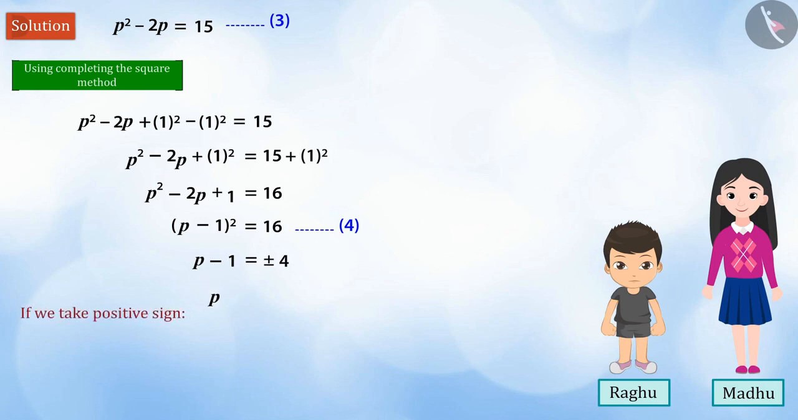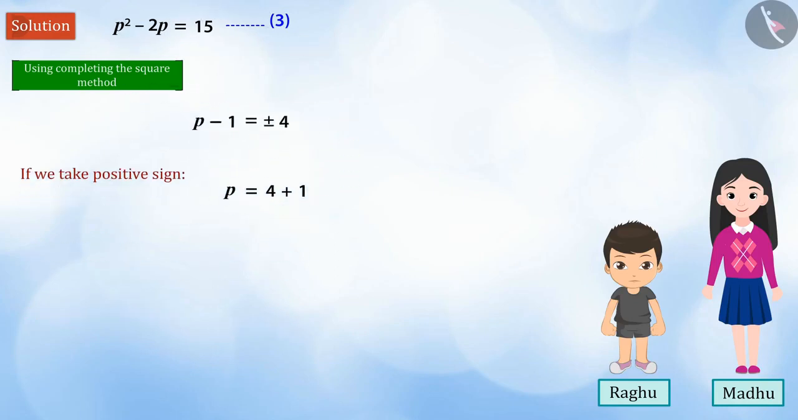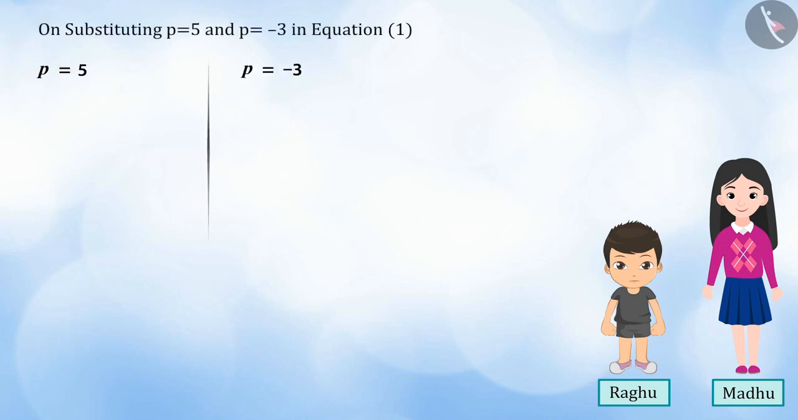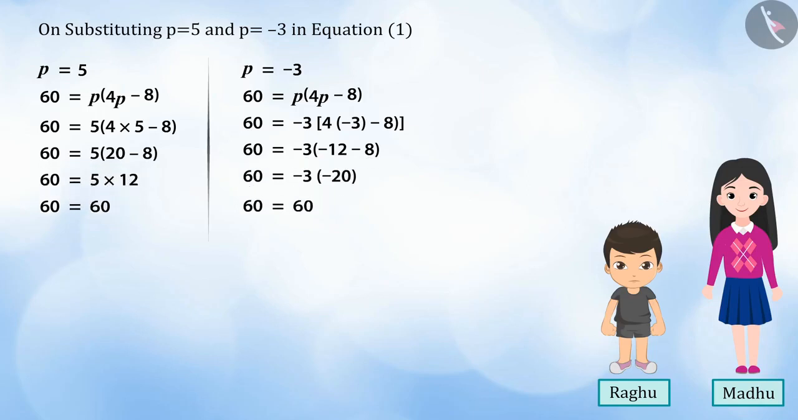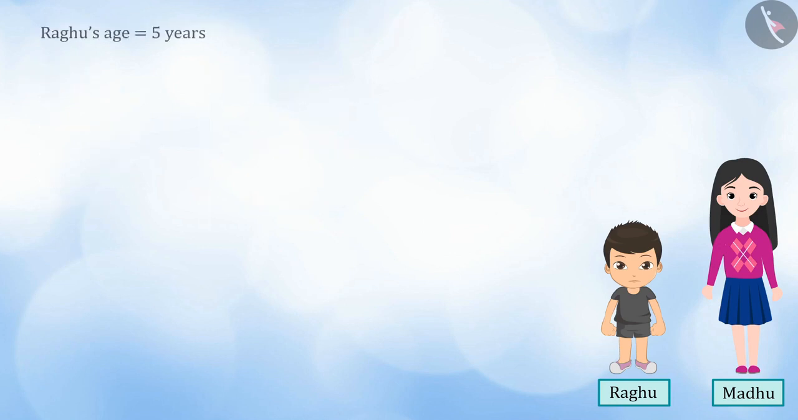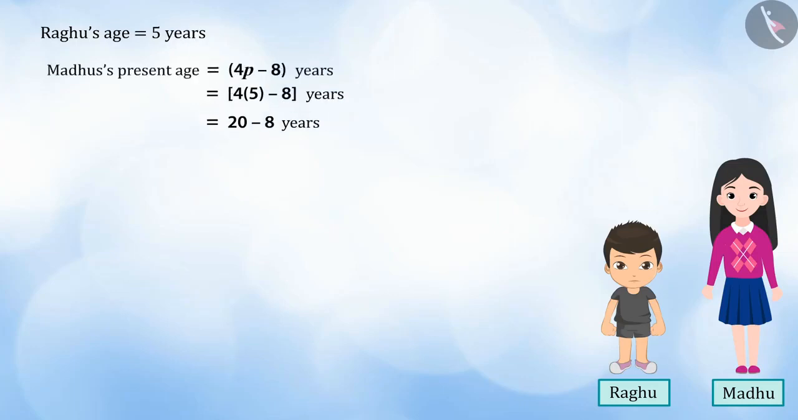Thus, if we take the positive sign, the value of p will be 5, and if we take the negative sign, the value of p will be minus 3. Therefore, both the solutions of p, that is 5 and minus 3, satisfy our equation. But if we wish to find out the age of Raghu and Madhu, age cannot be a negative integer, therefore we will take the value of p as 5. Thus, Raghu's age will be 5 and Madhu's age will be 12 years.